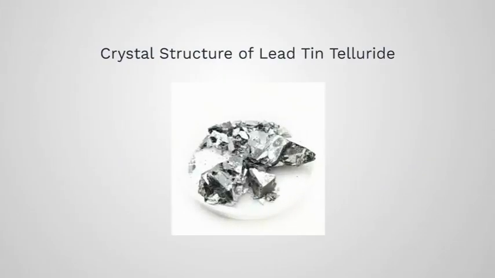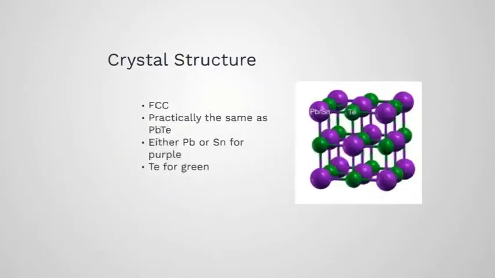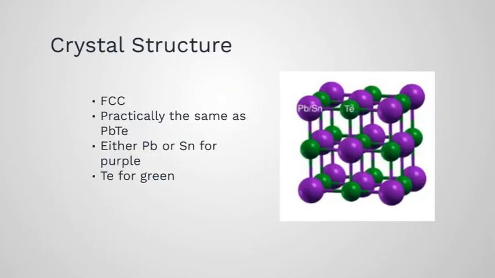Next is our semiconductor B, which is lead tin telluride. The crystal structure for lead tin telluride is also an FCC. It is very similar to the lead telluride structure, where the tellurium bonds in the interstitial sites. In this diagram to the right, you can see that tellurium is represented by green, and the lead or tin is represented by purple.